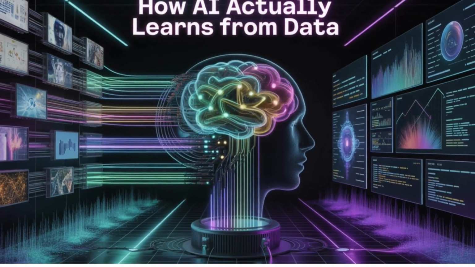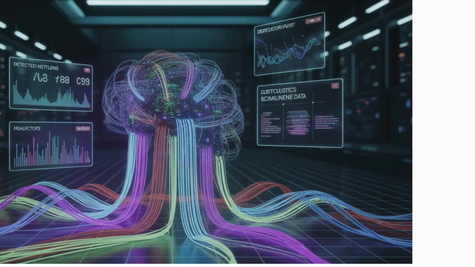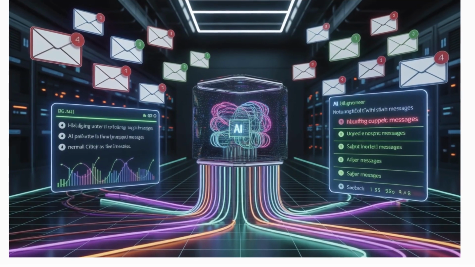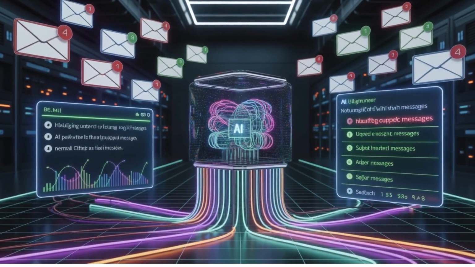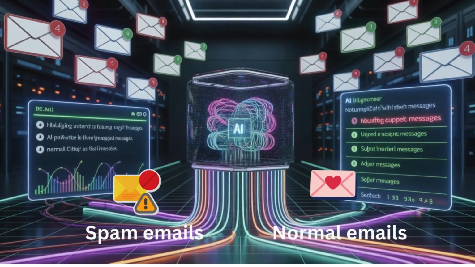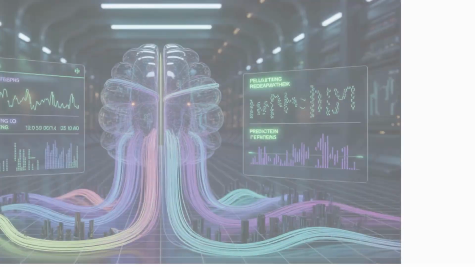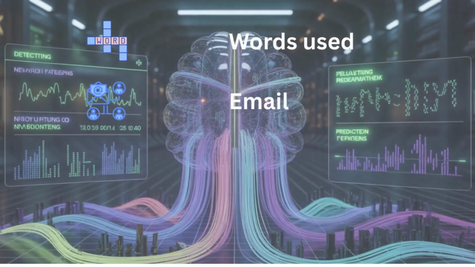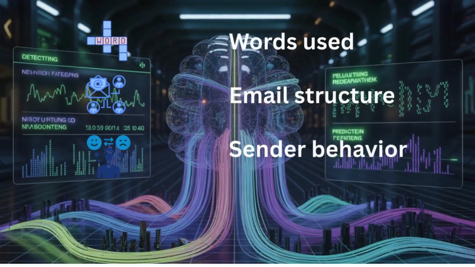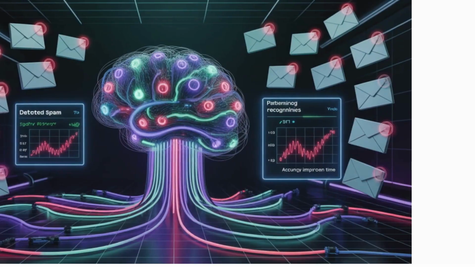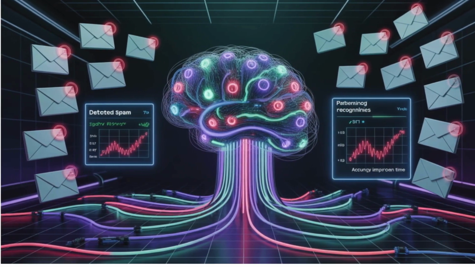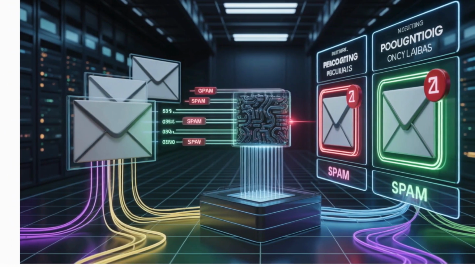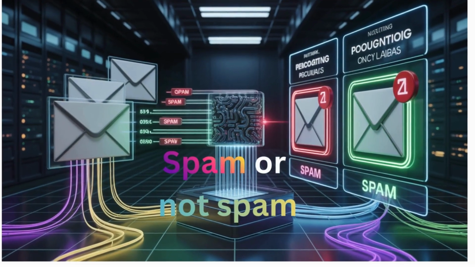How AI actually learns from data. At the heart of AI learning is a simple idea: finding patterns in data. Imagine you want an AI to detect spam emails. You give it thousands of examples of spam emails and normal emails. The algorithm studies patterns such as words used, email structure, sender behavior, links included. Over time, the system learns which patterns are associated with spam. When a new email arrives, it compares the email against those patterns and predicts spam or not spam.